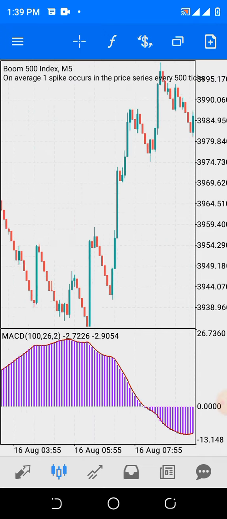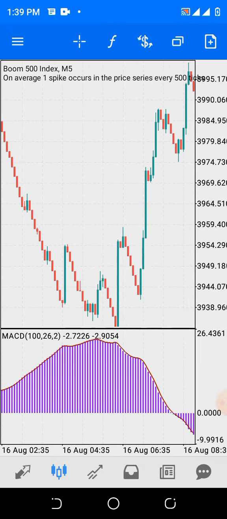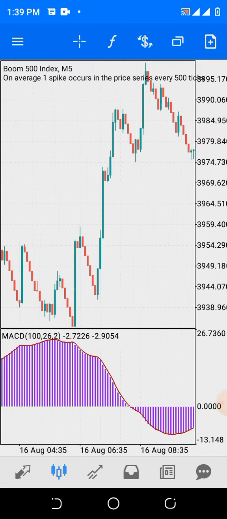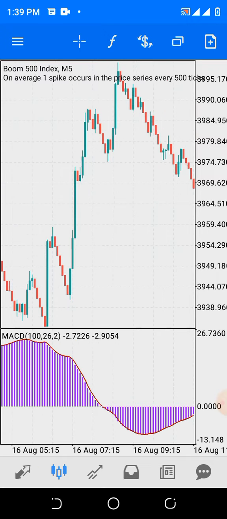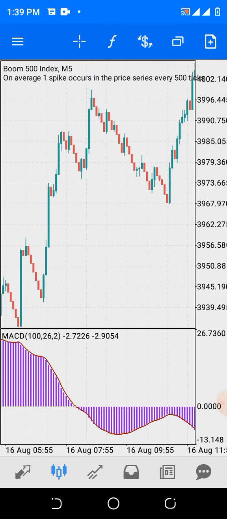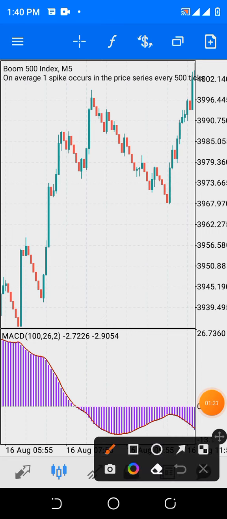Only one indicator is used in this particular strategy. Now, let me show you how the strategy works. This is the MACD indicator. Where I want you to pay attention is this particular point where the crossing occurs.